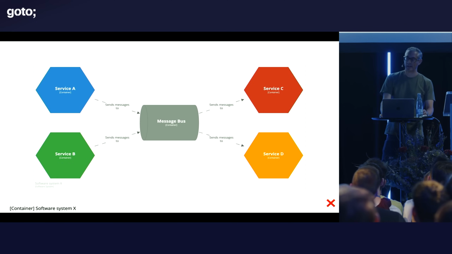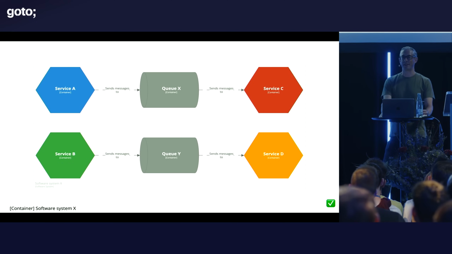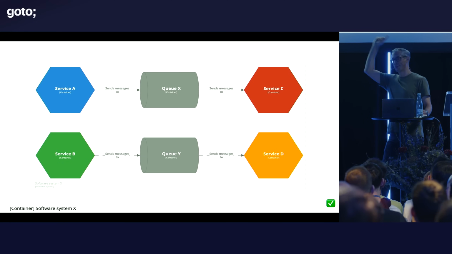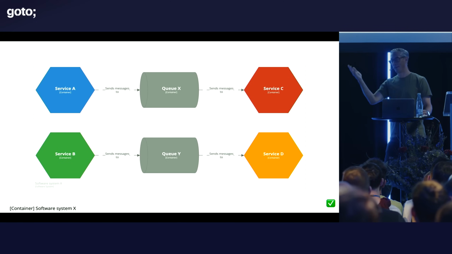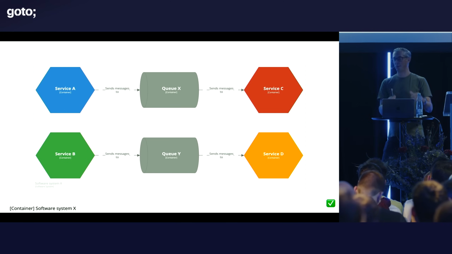So how would I do this? I'd probably do it like this. Imagine that service A has a point-to-point coupling via a queue called X to service C. I'm going to draw it like that on the top. And maybe there's a similar point-to-point coupling between service B and D via another queue called Y in this case. So what I'm doing here is I'm treating the individual topics and queues as C4 containers.